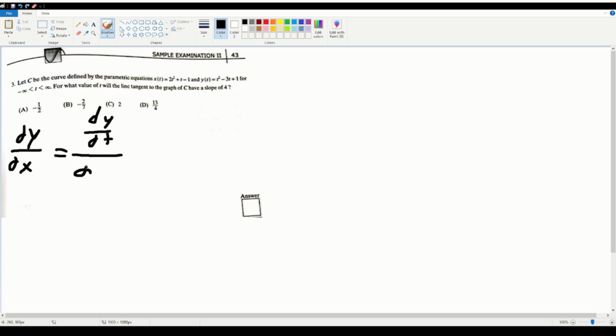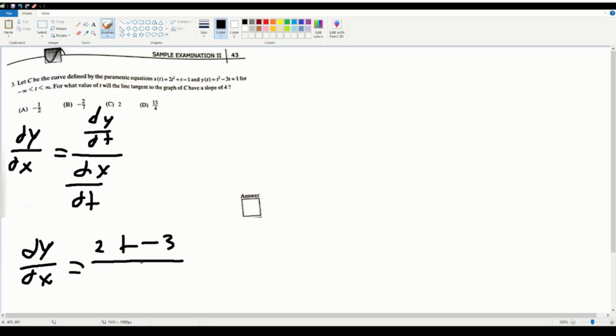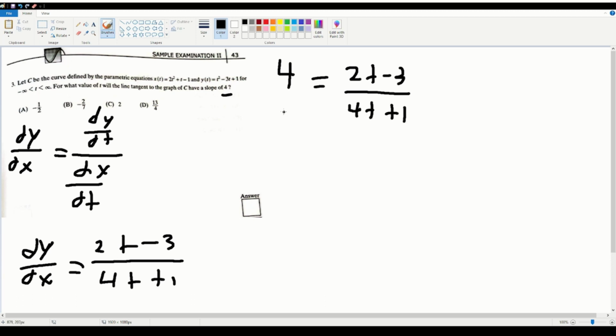over dx/dt. Now, dx/dt is just the derivative of x of t, and dy/dt is just the derivative of y of t. So you have dy/dx equals the derivative of y of t, which is 2t minus 3, over the derivative of x of t, which is just 4t plus 1. Now it's asking when the slope is 4, so all you have to do is set 4 equal to what you just found, which is 2t minus 3 over 4t plus 1.